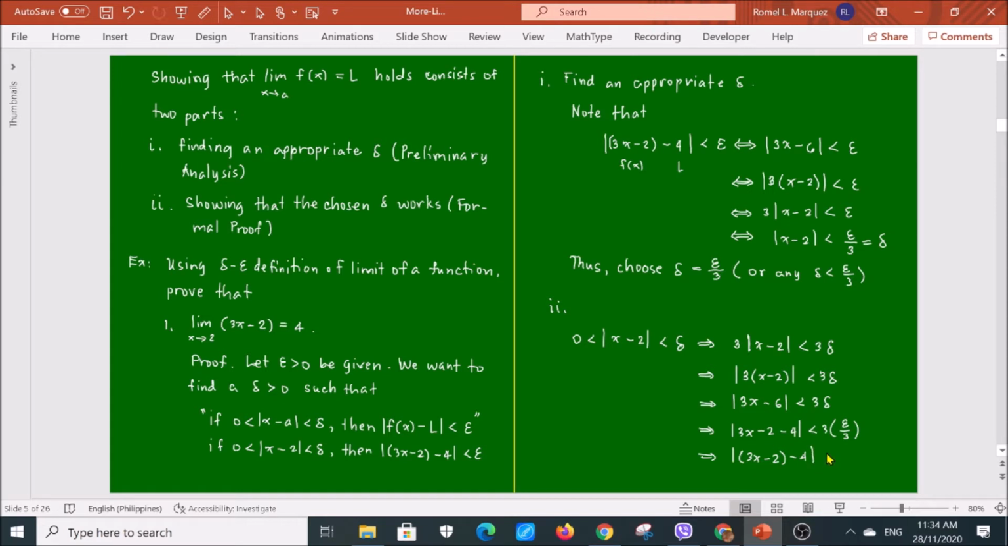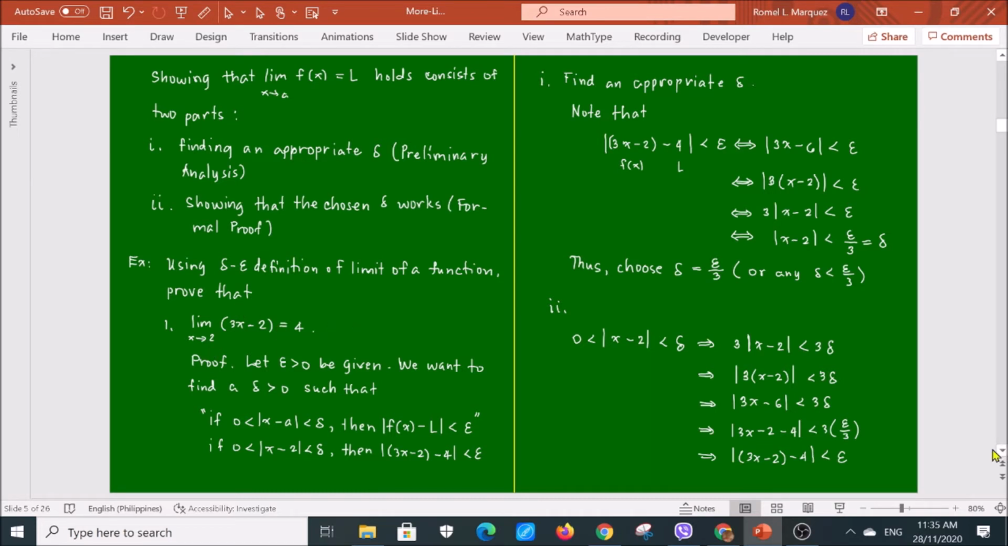And that is less than epsilon. So that's it. Since from this hypothesis we are able to come up with the absolute value of f of x minus L less than epsilon, it means this is really true. So we have shown that the absolute value of f of x minus L is less than epsilon, hence the limit of 3x minus 2 as x approaches 2 is really 4. So that's it. That's the formal proof of this statement.